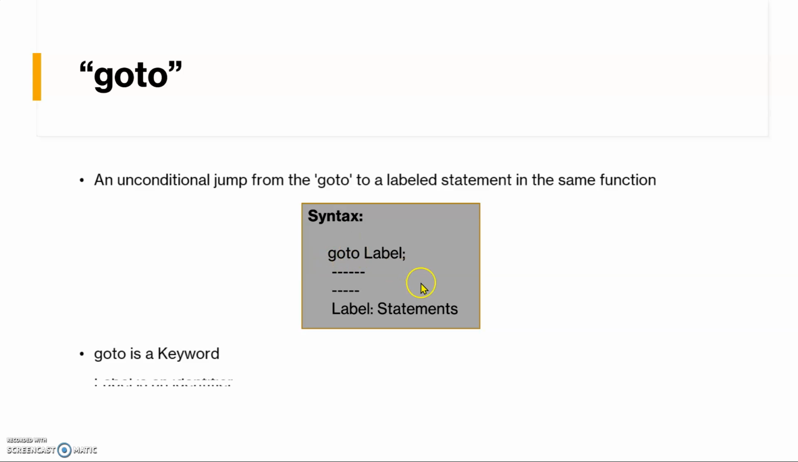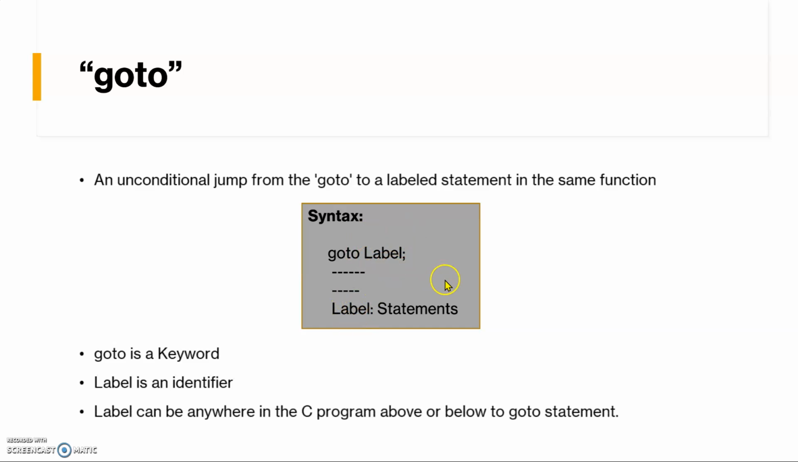Normally this goto is a keyword and label is an identifier. That means a user-defined name, any name can be given. Make sure that whatever label you have given here, the same label is used here. But remember, this label should not always be next to the goto. It can be anywhere in your program, and whenever you encounter this statement, it will move to that label.